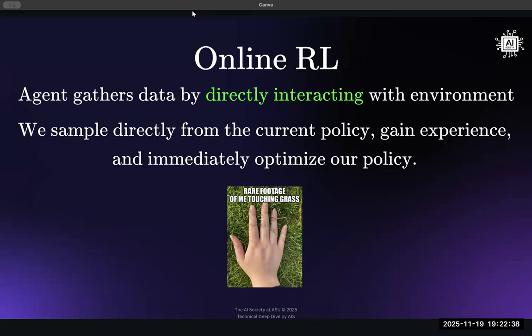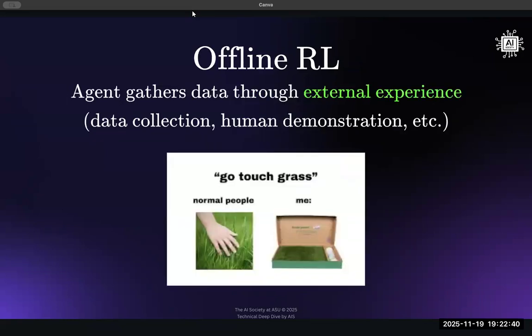And then the other side of the coin is offline, where we gather data through external experience. Let's say we don't have access to the environment. We could use a surrogate policy. A policy is like sampling from a probability distribution, and in this case, the probability distribution will be our policy. Perhaps we can't sample directly from it, so we will sample from something that's easier to access. In that case, it will be our external experience.